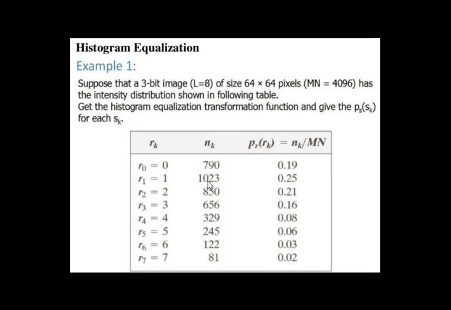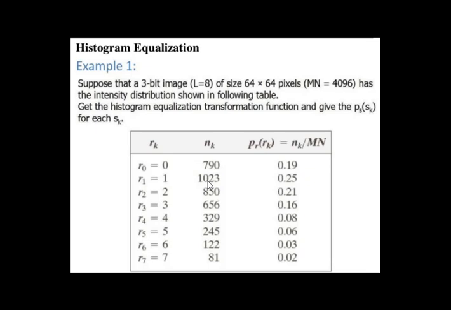Now let's see one example of histogram equalization. In the university exam you may be asked to solve such types of questions based on histogram equalization. It is given that it is a 3-bit image. 3-bit image means 2 raised to 3, that means L is equal to 8. Image of size 64 by 64 pixels, so 64 into 64 is 4096. Intensity distribution as shown below.